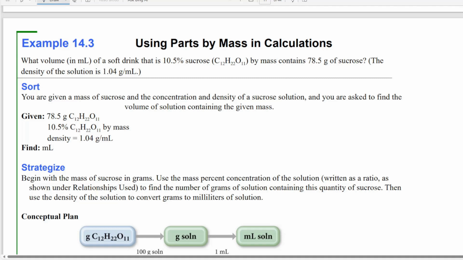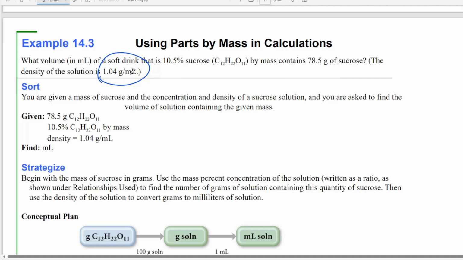Next, we'll work a problem using parts by mass in calculations. We learned last semester to use density as a conversion factor, but the point of this exercise is to use the parts by mass information as a conversion factor also. What volume in milliliters of a soft drink that is 10.5% sucrose by mass contains 78.5 grams of sucrose? The density of the solution is 1.04 grams per milliliter.